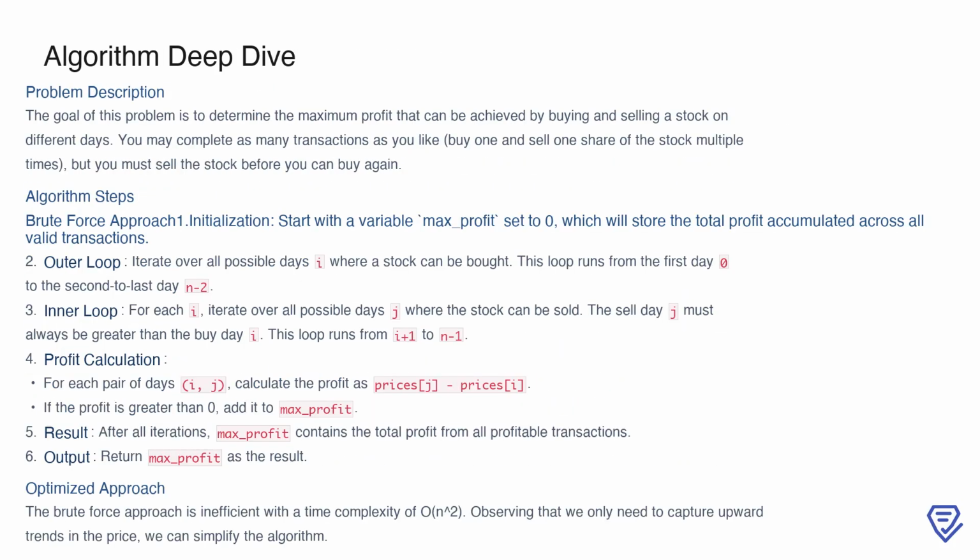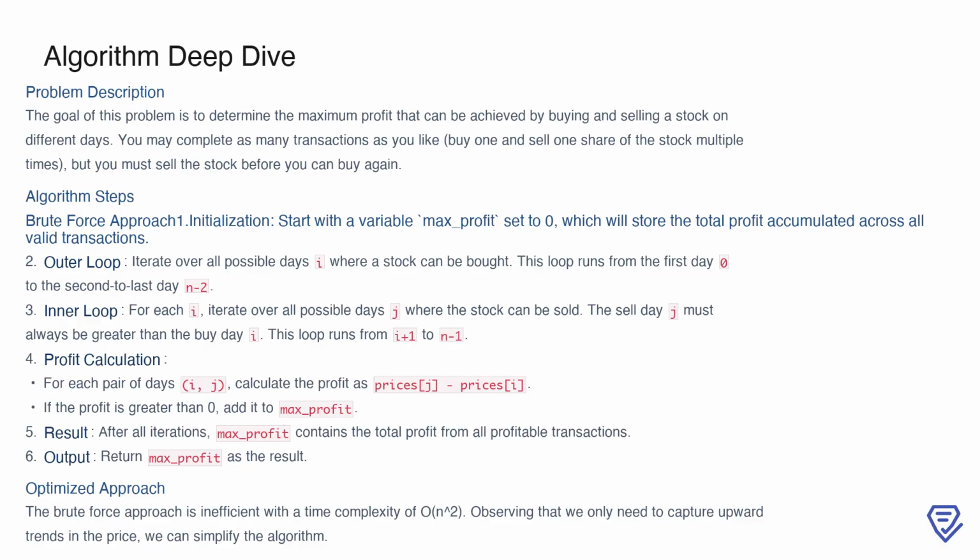In this problem, the objective is to determine the maximum profit that can be achieved by buying and selling a stock on different days. The key restriction is that you must sell a stock before you can buy it again, but you are allowed to make as many transactions as you like. To solve this, we first consider the brute force approach.